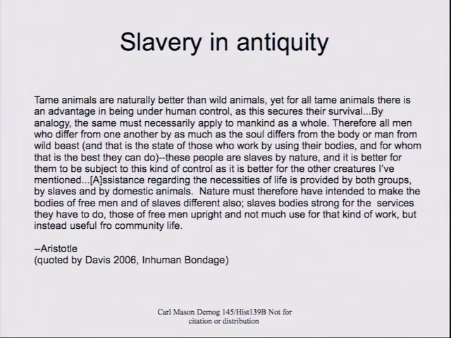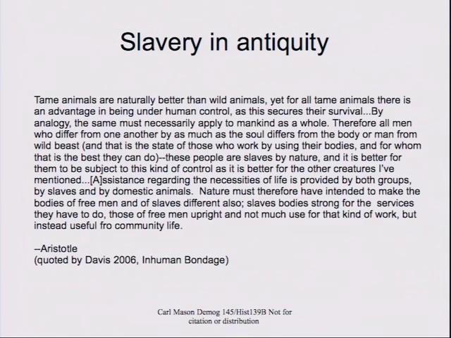I want to start with this quote from no less than Aristotle, because it outlines a lot of the view of slavery from antiquity, and this has a surprisingly significant effect way down, at least into the 19th century. So let me read it quickly. Tame animals are naturally better than wild animals. Yet for all tame animals, there's an advantage in being under human control, as this secures their survival. By analogy, the same must necessarily apply to mankind as a whole. Therefore, all men differ from one another by as much as the soul differs from the body, or man from wild beast, and that is the state of those who work by using their bodies, and for whom that is the best they can do.